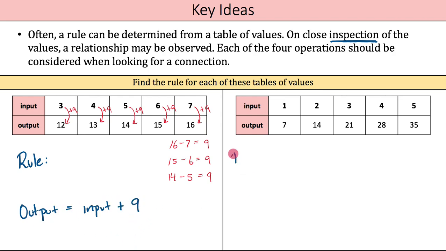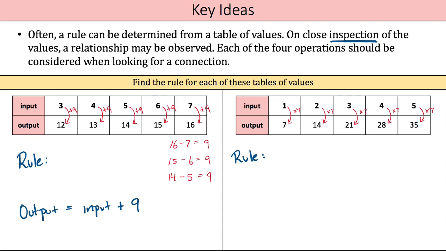Let's now move on to our next one. So rule. This one I think is a bit easier, because when we look at our outputs, we have 7, 14, 21, 28, 35, and that should be very familiar to us all. That's just our 7 times table. So obviously what's going on is I'm timesing each of my inputs by 7. 2 times 7 is 14. 3 times 7 is 21. 4 times 7 is 28. 5 times 7 is 35.